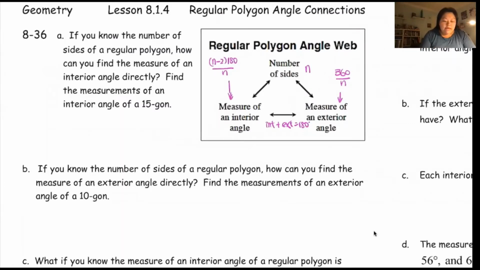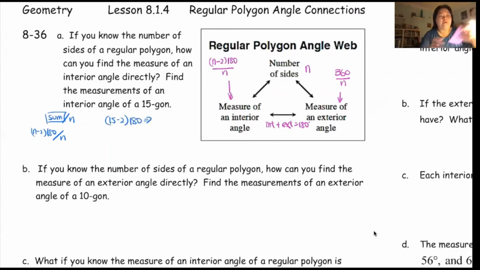If you know the number of sides of a regular polygon, how can you find the measure of an interior angle directly? Find the measurement of an interior angle of a 15-agon. So how do you find an angle directly? Well, using this formula we have. You take the sum and you divide by the number of sides, right? And the sum we know is n minus 2 times 180, and then you divide by how many sides you have. So what is the measurement of a 15-agon? Well, we go 15 minus 2 times 180. All right, so let's do that.